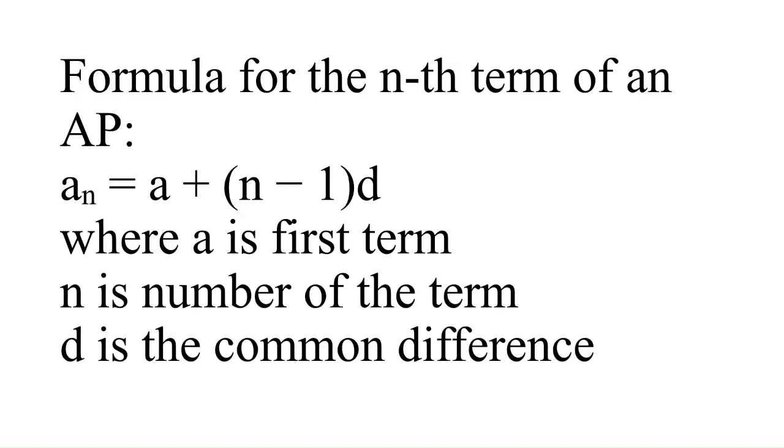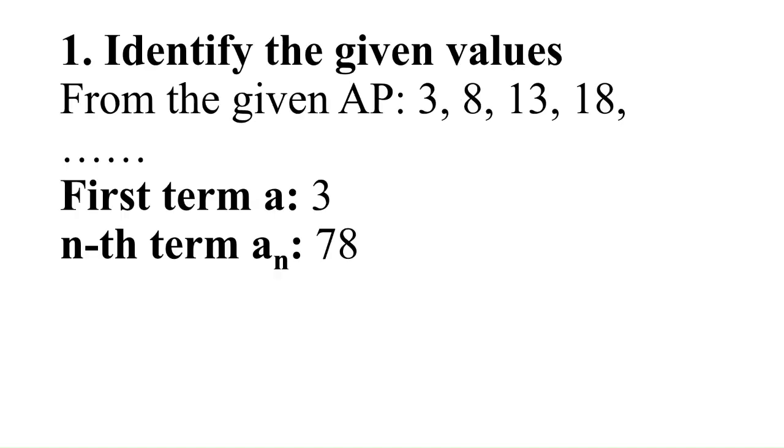So what is the formula for the nth term of an AP? a_n is equal to a plus (n minus 1) into d, where a is the first term, n is the number of the term, and d is the common difference. Now let us identify the given values.